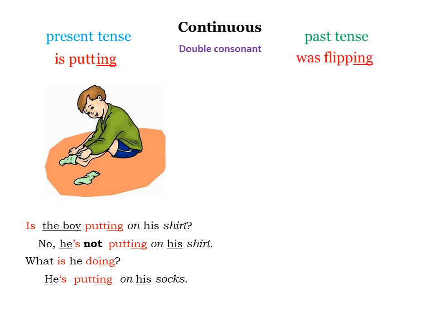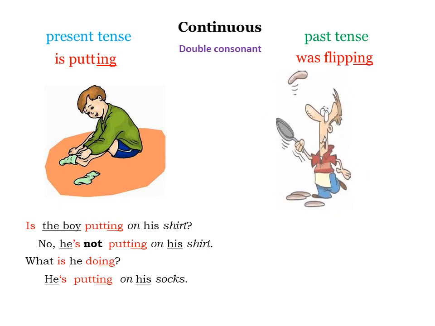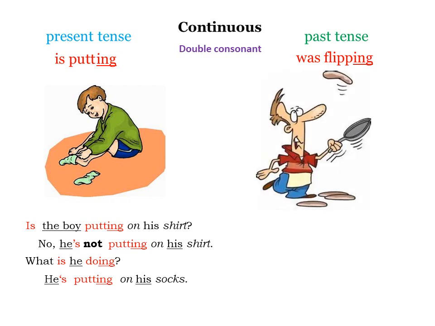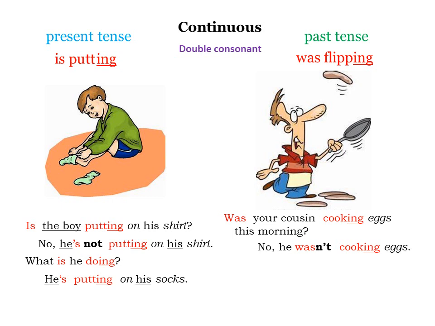Past tense was flipping. Was your cousin cooking eggs this morning? No, he wasn't. No, he wasn't cooking eggs. What was he doing? He was flipping pancakes.